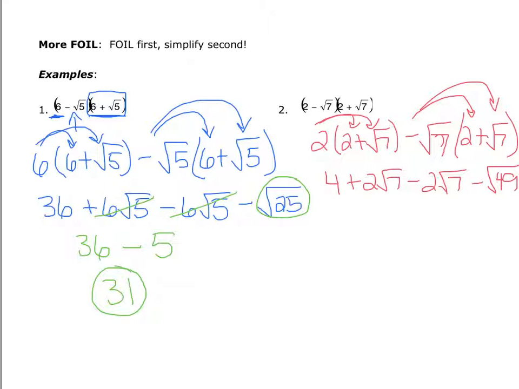As I pointed out before, we know that the middle two are going to cancel out. So these are gone. The 4 comes down. Minus the square root of 49 is 7. And once I subtract those, I get negative 3.